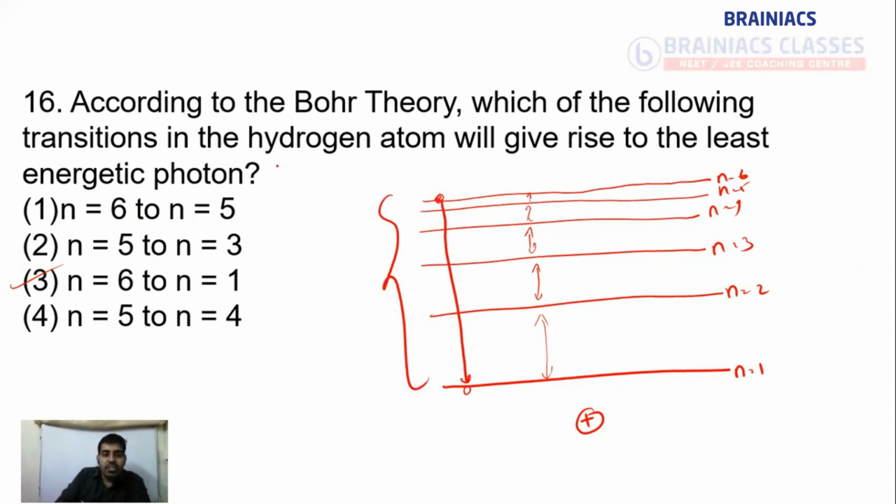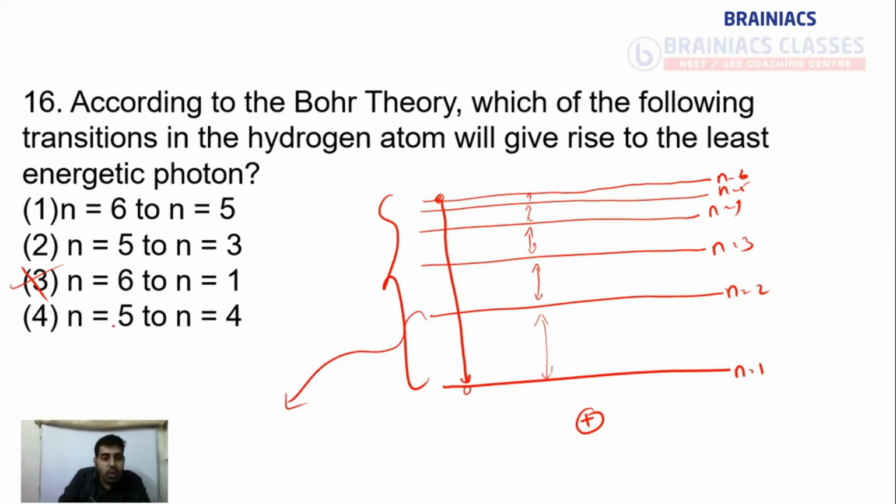Which of the following transitions in the hydrogen atom will give rise to the least energetic photon? Here, the energy difference is greater, so it will produce higher energy radiation. Okay, so the answer is not option 3, because when an electron jumps from 6 to 1, the energy difference is greater, so the light liberated will have higher energy. The light liberated has higher energetic radiation.